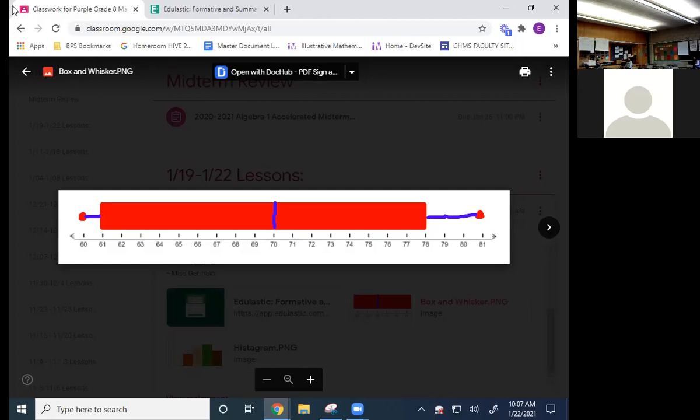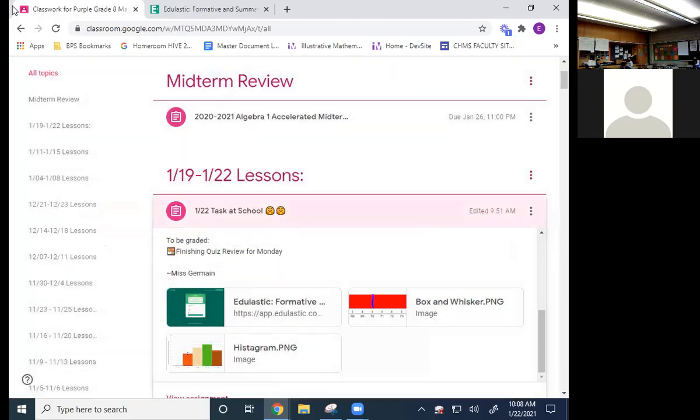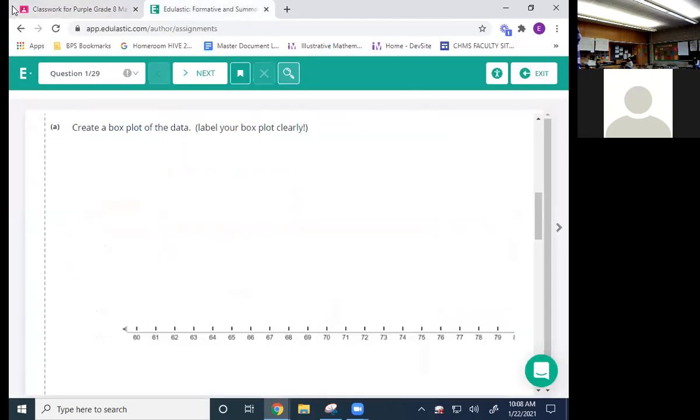On the actual mid-year check-in, you're not going to have to draw one of these, so don't be stressed about not knowing how to do it with the tools, because this isn't going to be assessed. We're going to be looking at box plots and pulling data out of those. So that was number 1A.